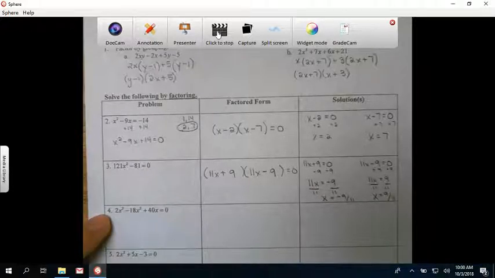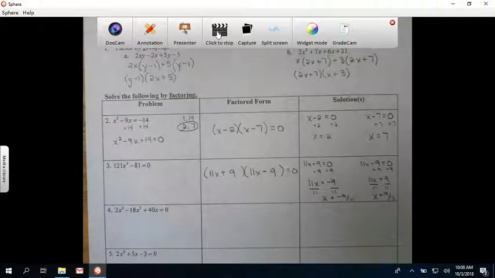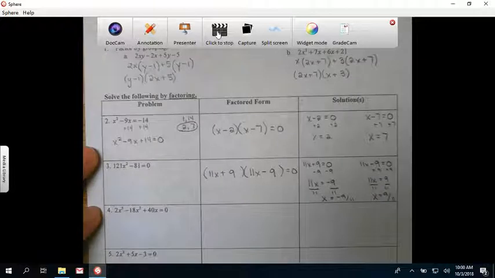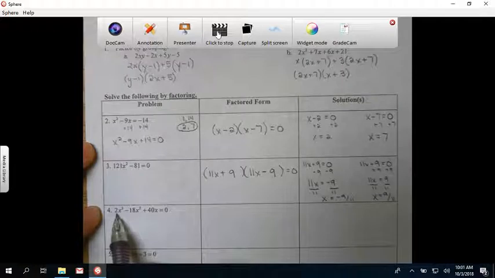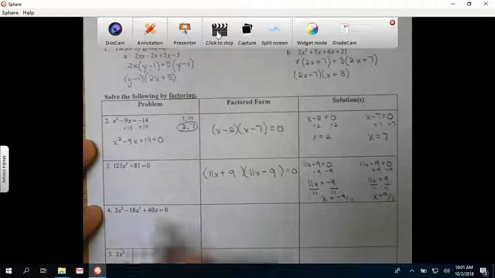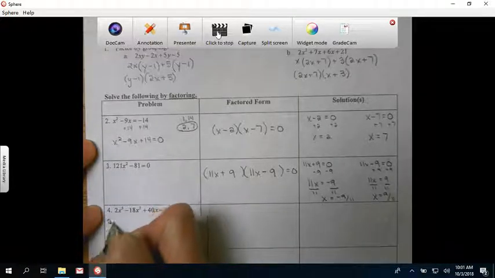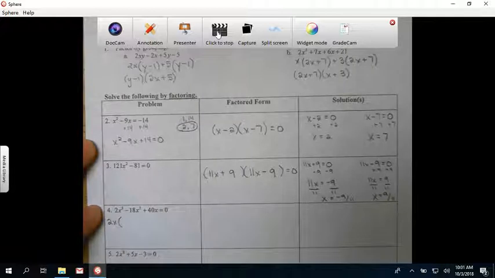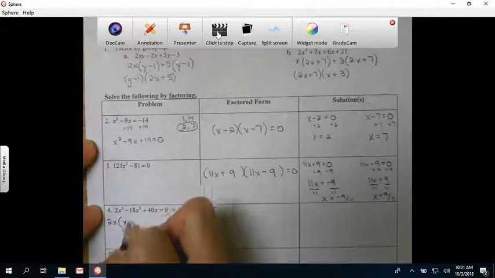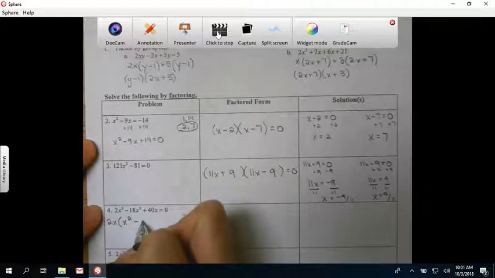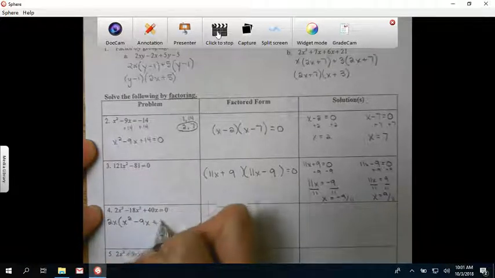On this fourth one, if I look at this, I have 3 terms, so it is a trinomial, but I have a cubed term. But when I have a trinomial, the first thing I want to look at is, do they have a GCF? Do they all have something in common that I could take out? If I look at all 3 of my terms separately, they all have an x, and they're all divisible by 2. So I'm actually going to pull a 2x out first. When I do that, I'm left with x squared minus 9x plus 20.